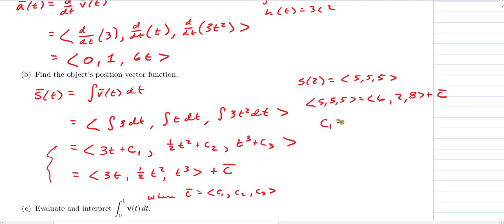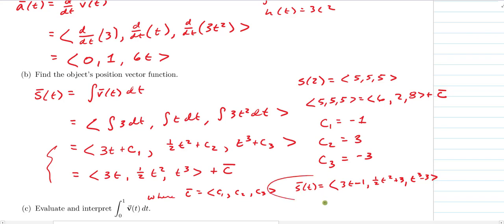So we figure out that c1 would have to be -1 in this case, because if I take 6 and add it to the first component of c, I need to get the number 5. And we'd find that c2 would be the constant 3, and that c3 would be the constant -3. And so now we can give s of t as a full vector valued function. It would be 3t minus 1, comma, 1/2 t squared plus 3, comma, and t cubed minus 3. So that's how we evaluate that. Okay.